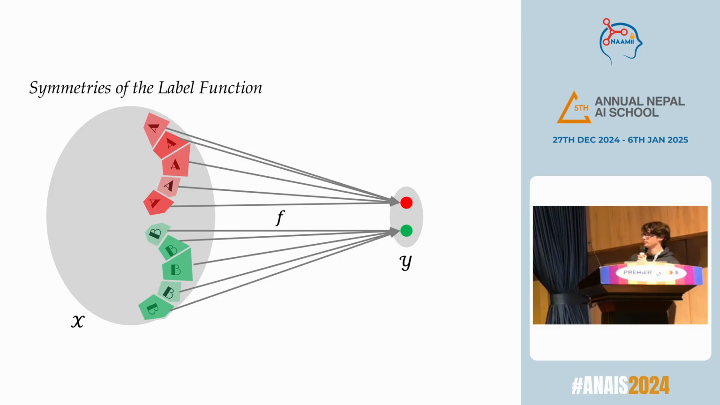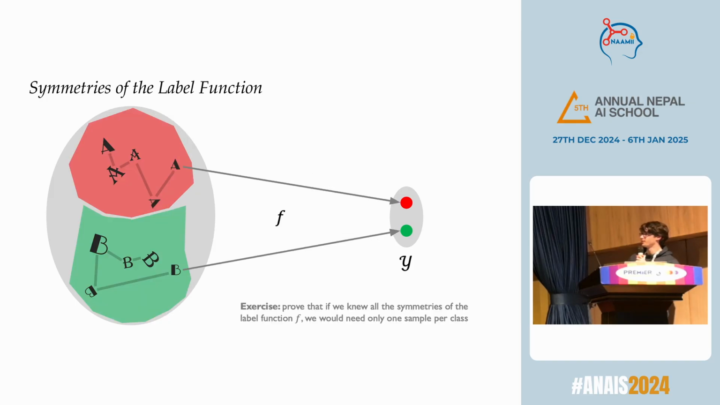If we have B, the same. We can have rotations or some other transformations and always map to the same point. And in general, we can have very complicated symmetries or transformations that we want to be invariant to, which would be, for instance, here represented with A rotated in different ways, having different font sizes and different styles, right? And the same with B. And in general, if we know all the symmetries of the problem, then we only need a sample of each, and we can just learn the assignment to the class directly.